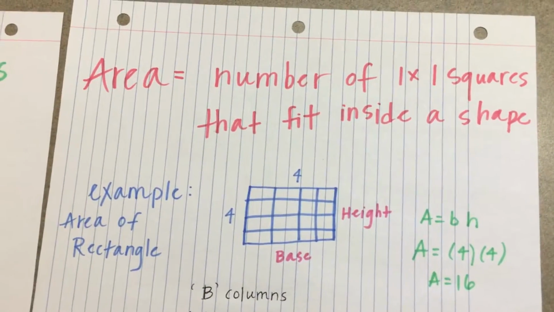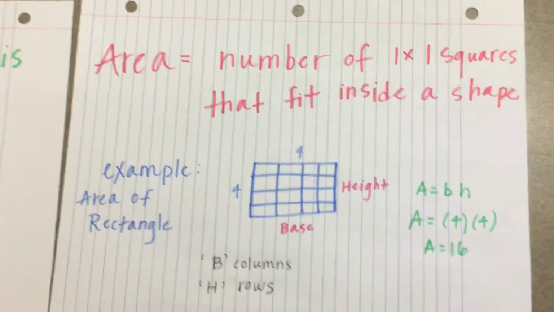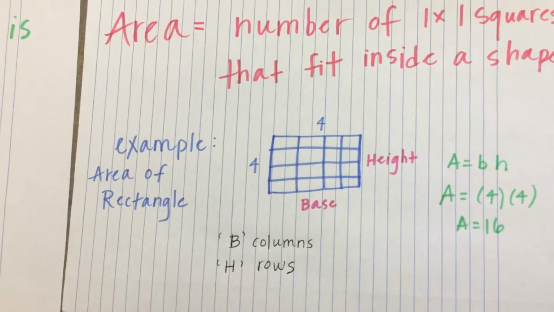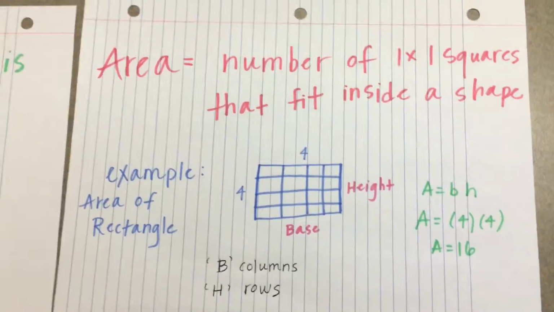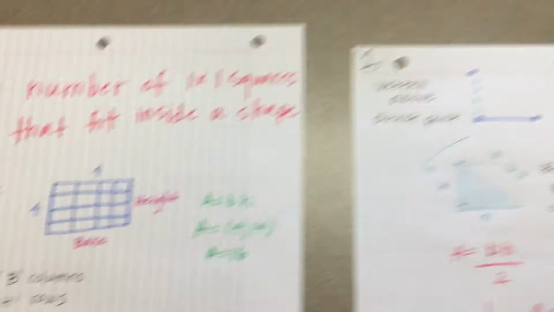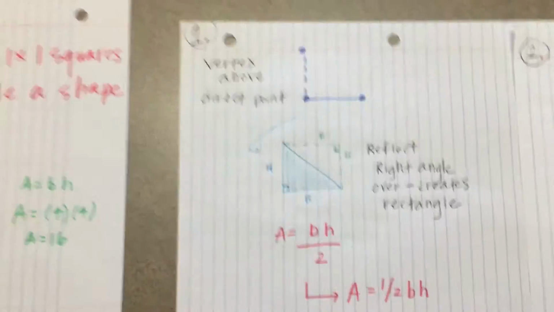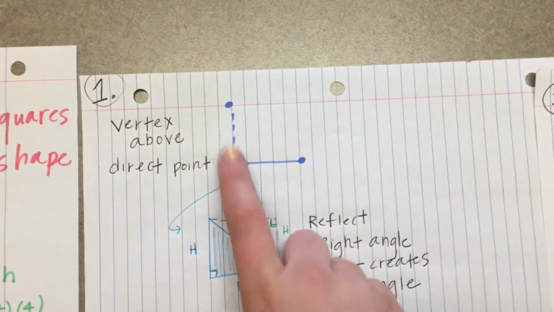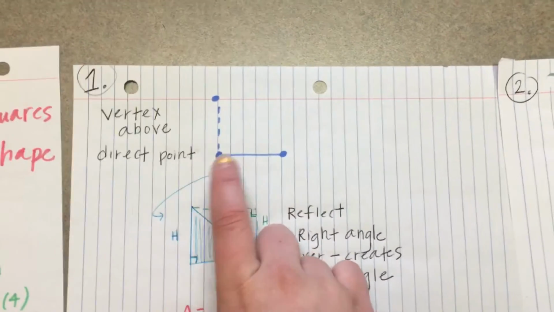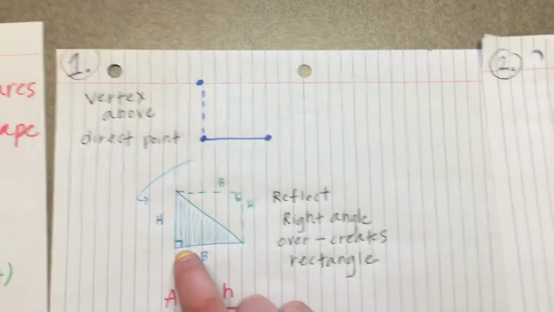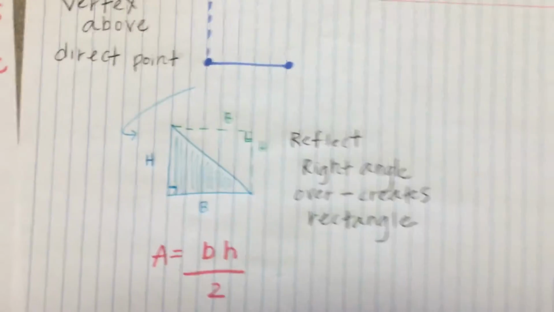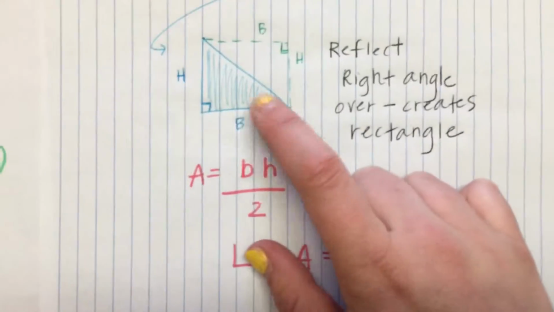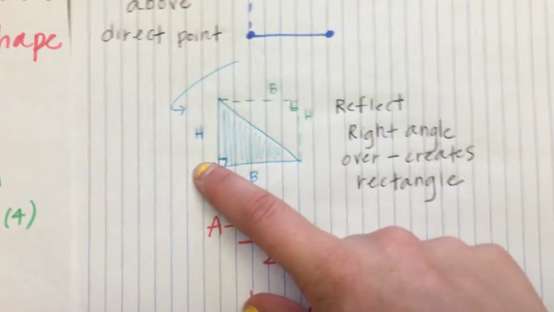Now I'm going to prove, by using this definition of area, that the area of all triangles is 1/2 base times height. There are 3 types of triangles that we're going to look at, but the first one looks like this, where the vertex is above the direct point. Most of the time, these are going to be your right triangles. The triangle that's shaded blue here is my original triangle with my base and my height.